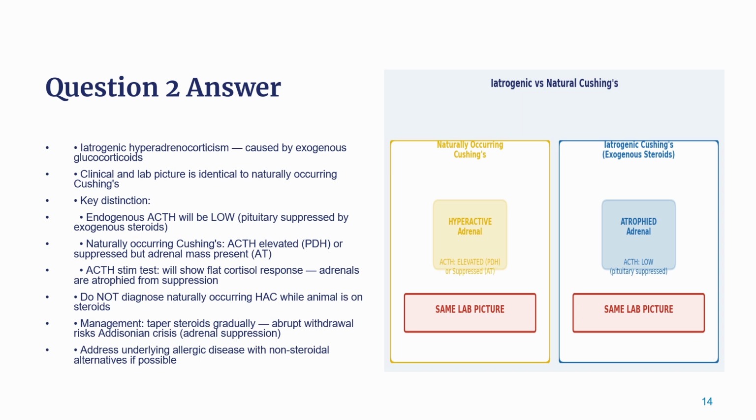The way to distinguish iatrogenic from endogenous Cushing's is endogenous ACTH measurement. In iatrogenic cases, the pituitary is suppressed by all those exogenous steroids, and ACTH will be very low. On ACTH stimulation, the adrenal glands will respond poorly because they've atrophied from chronic suppression. Management is to taper the prednisone gradually, never stop suddenly, because those atrophied adrenal glands cannot produce cortisol on demand, and the dog will crash into an Addisonian crisis.